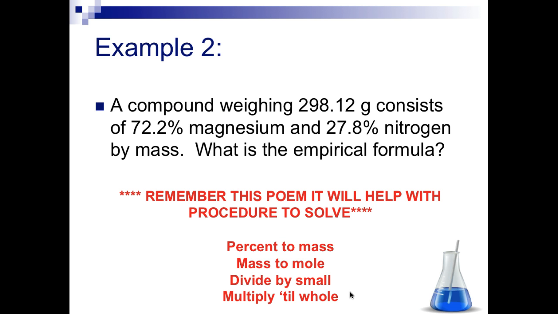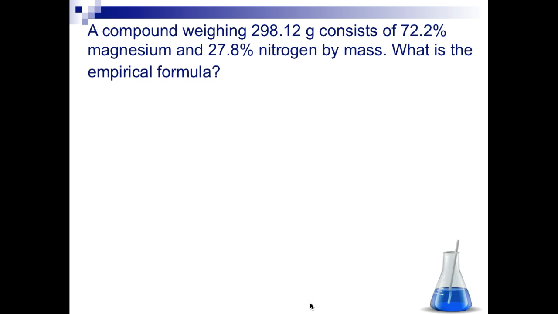Another example is if you're given weights or percents. You can also calculate the empirical formula. So I found this little poem to try and help you solve. You turn your percent to mass, you turn your masses to moles, you divide by small, and then you multiply till you get a whole number. What does that mean? We're going to go step by step. So a compound weighing 298.12 grams consists of 72.2% magnesium and 27.8% nitrogen by mass. What is the empirical formula?